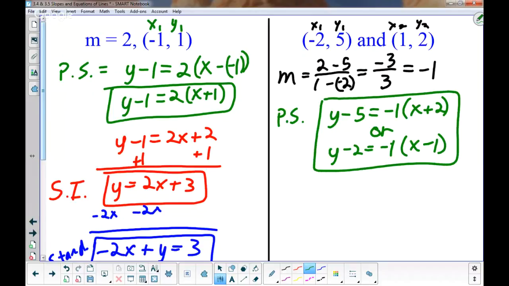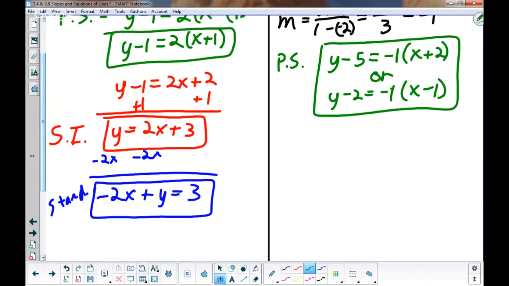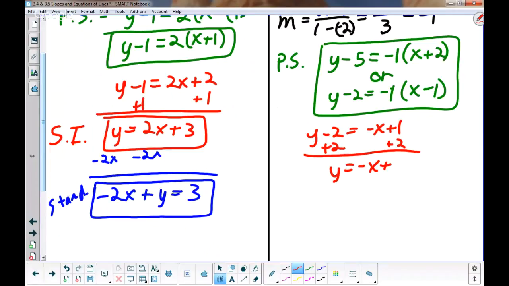And either of those would be acceptable. So you don't have to worry about, oh, I have to pick the right one. No, that is your answer. One of those would be fine. All right, then we're going to go to slope-intercept form. Well, I'm just going to take the second one, y minus 2 equals negative 1 times x minus 1, and I'm going to go from there. So I get y minus 2 equals negative x plus 1, add 2 to both sides, and I get y equals negative x plus 3. So there's my slope-intercept form. And I'm good there.